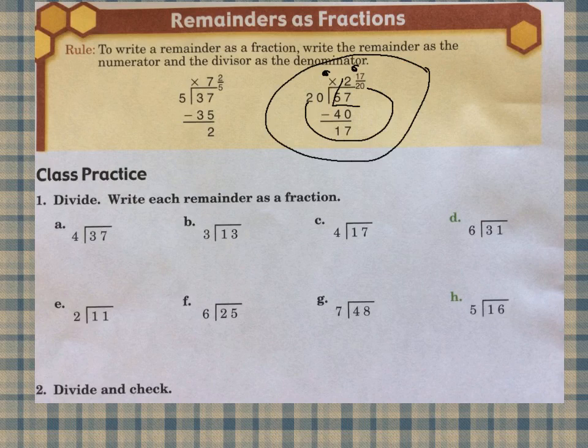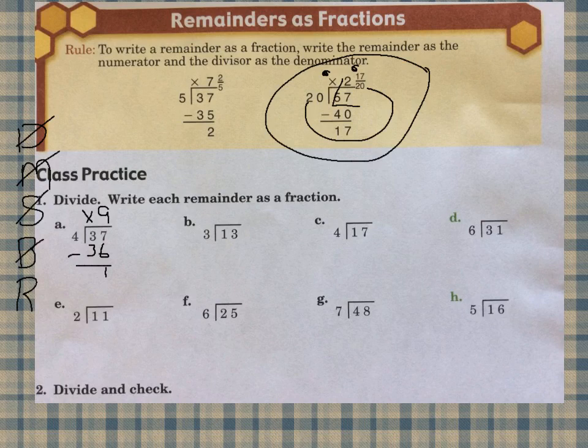4 does not go into 3, so I'm going to put an X there. We're going to do our dad, mom, sister, brother, rover steps. 4 divides, dad. 4 divides into 37 9 times. Now we'll do our mom's step of multiply. 4 times 9 is 36. Now we'll do our sister's step of subtract, and we get 1.